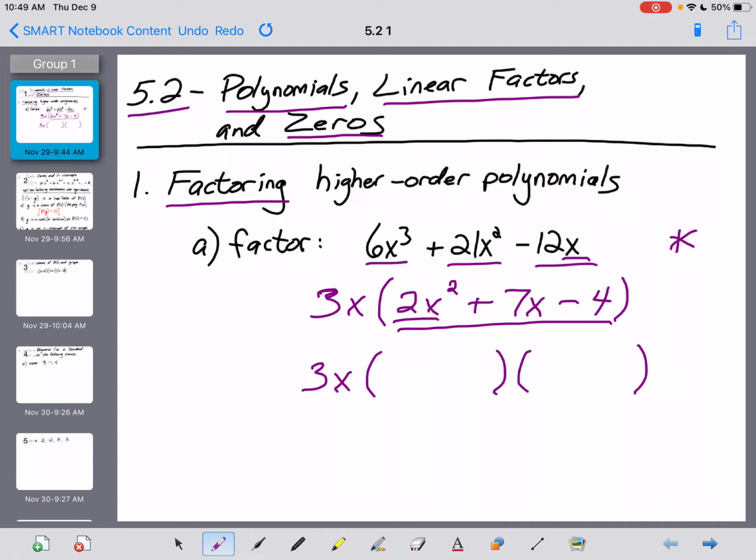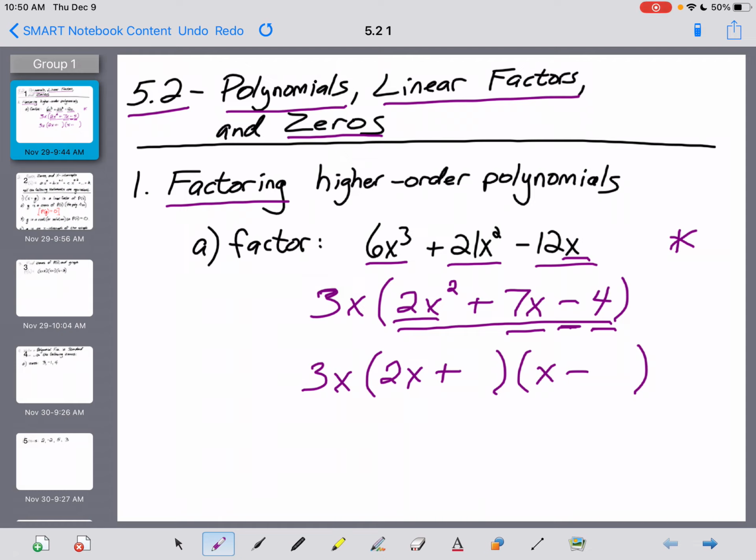What times what is going to give us 2x squared? Well, that's going to be a 2x here, and then just a 1x right over here. By looking at this minus sign right over there, I know that these two signs now are going to have to be opposites. 1 plus and 1 minus. Now I don't know which one is which, so I just take a guess. And now we're looking for two numbers here that multiply to 4. And don't worry about them adding up to 7 yet, because that 2 right there kind of complicates some things.